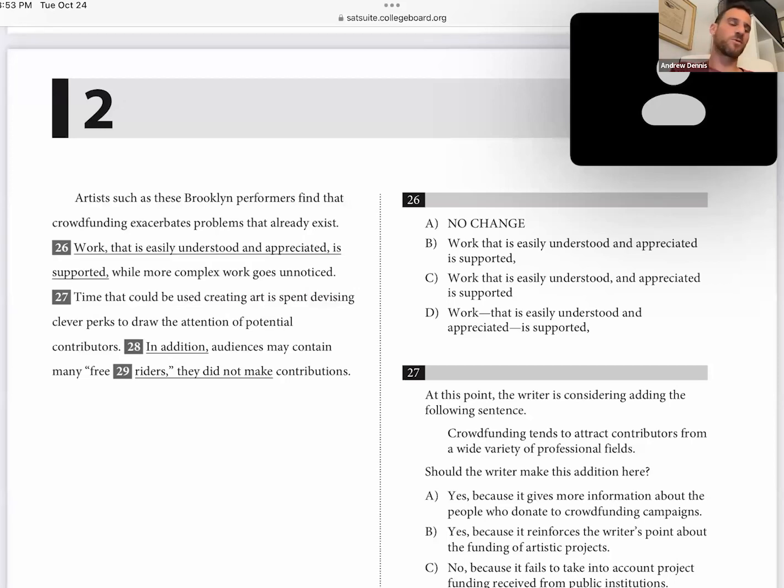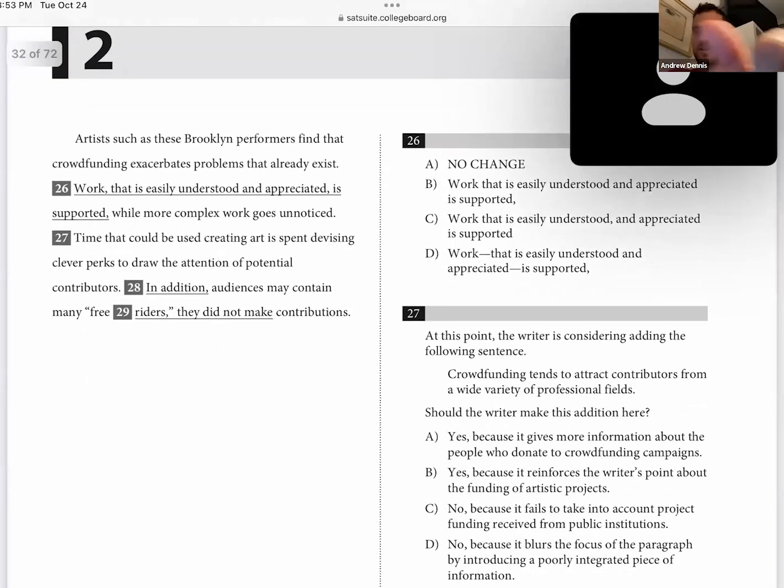But D, rarely on the SAT is it going to be an appositive, because you could just use commas there. Work, which is easily appreciated, would be different. I think work that's easily understood and appreciated is supported. We like B here as the best answer? Yeah, B. At this point, the writer is considering adding the following sentence, so at 27.